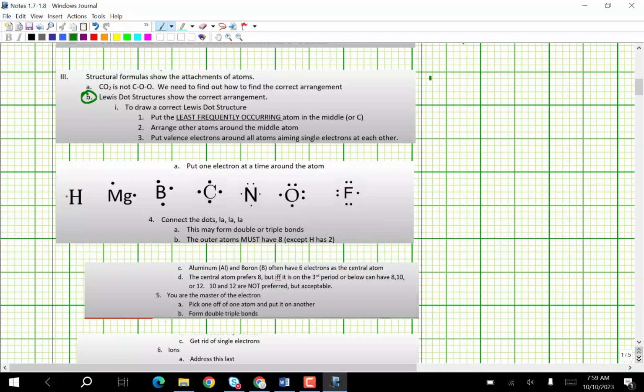Okay, so I want to put a little star on here. I found a way to do Lewis dot structures that's different than any other way that I've seen before. My way is a little bit different, and I really think it's better, and I really think I should be selling it to the entire world. But in either case, this is what we get.